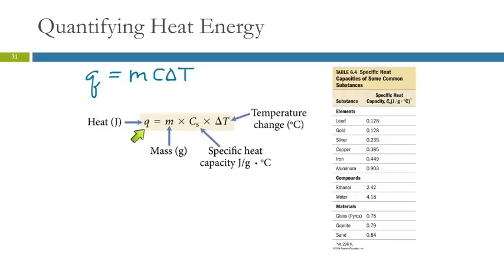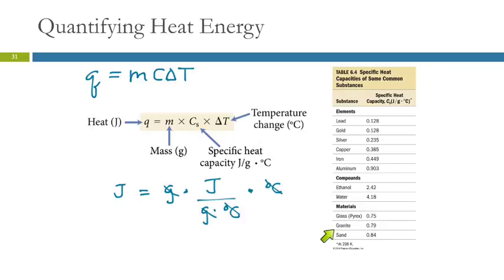The heat here, Q in joules, is equal to the mass of the object times its specific heat capacity times the change in temperature. And the units all work out here. So joules equals grams times joules over grams and degrees Celsius times degrees Celsius. So the grams cancel out and the degrees Celsius cancel out, and joules equals joules. The units all work out.